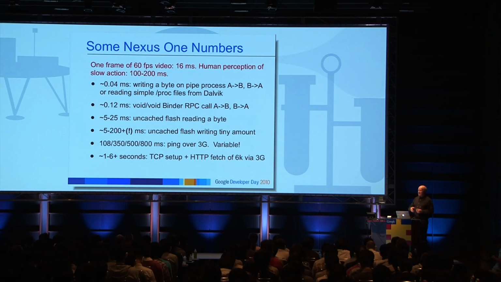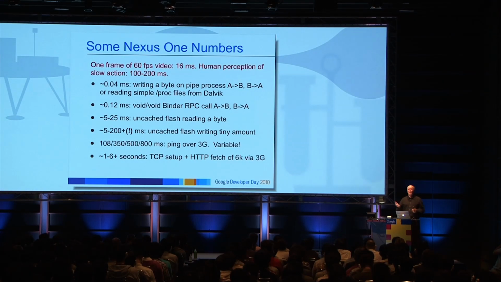So let's look at some of the details from a Nexus 1 Android device. So if you look at the first 2 points, doing inter-process communication is actually very fast. Even on the UI thread, you have time to send many messages back and forth between processes. So you should not be afraid of that. It's perfectly okay to do a lot of inter-process communication.